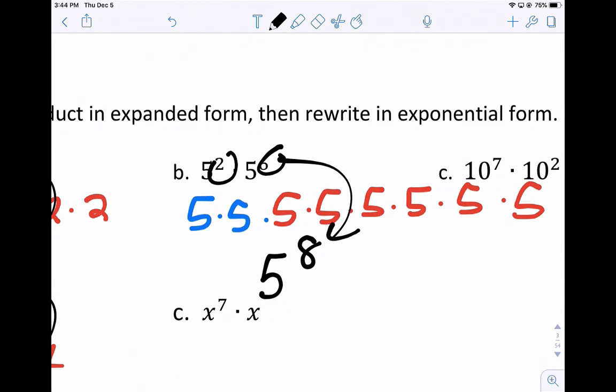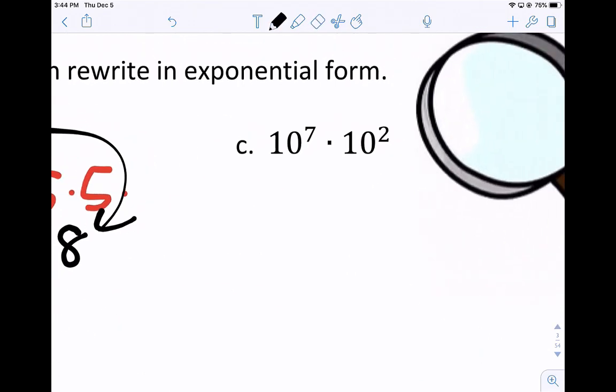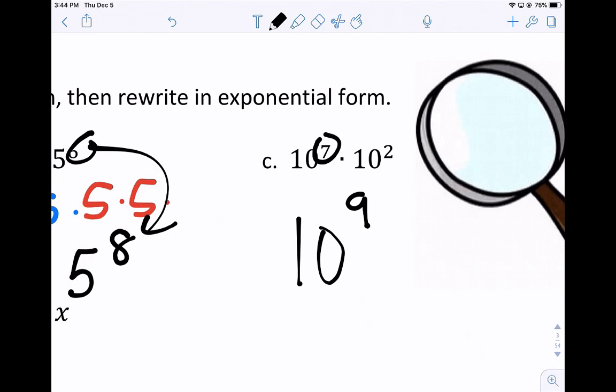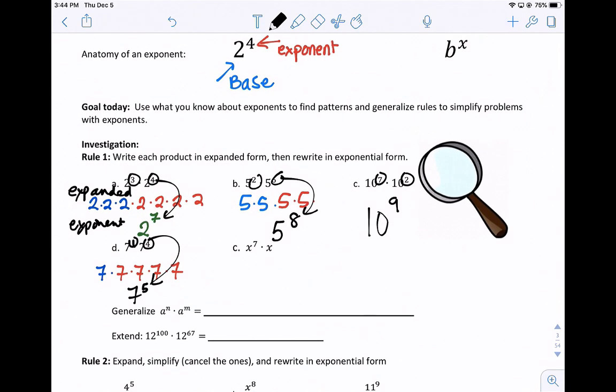And if you take a look, the pattern is if you add the exponents, then you can write it in exponential form without expanding it. So let's apply that reasoning to this right here. We would have 7 tens and 2 more tens, and that would give us 10 to the 9th power. So again, if they have the same base, you can add the exponents.